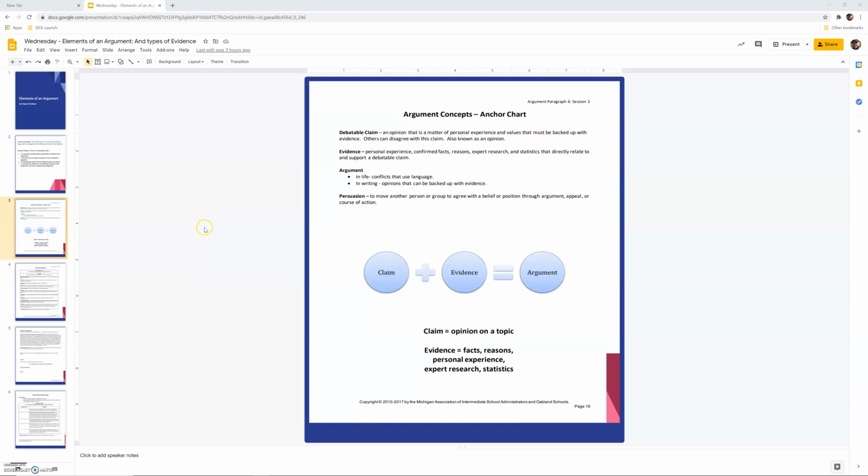Now that we have a firm understanding of what an argument is, with it being a debatable claim and evidence, let's take a look at the different types of evidence that can support our debatable claims.